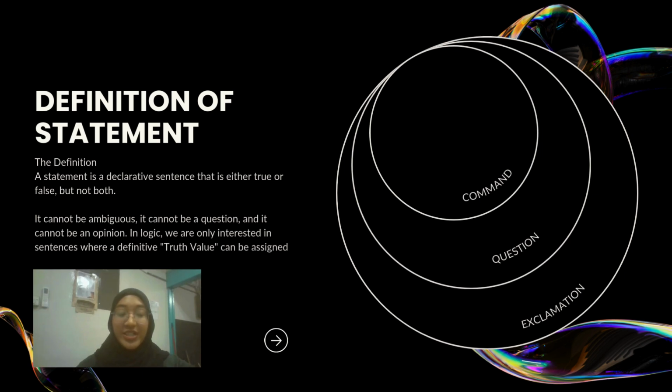Now I will talk about the definition of a statement. A statement is a declarative sentence that is either true or false, but not both. It cannot be ambiguous, it cannot be a question, and it cannot be an opinion. In logic, we are only interested in sentences where a definitive truth value can be assigned.